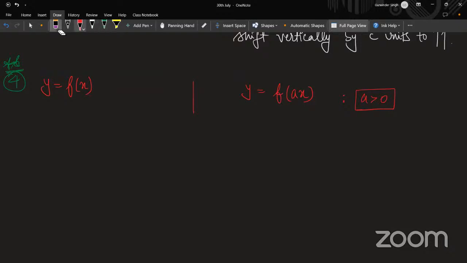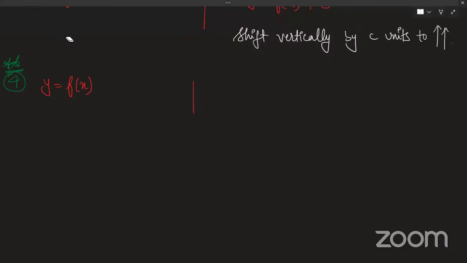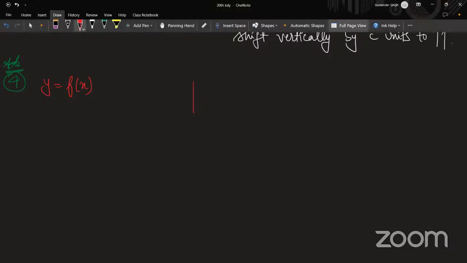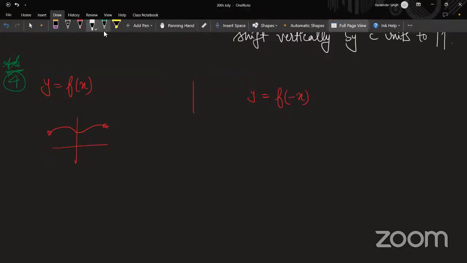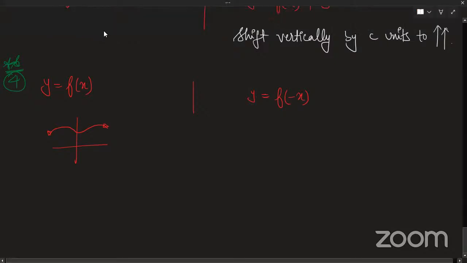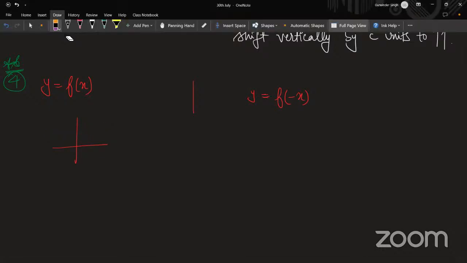Let us first do an easy case. In the easy case, it is f of minus x. Tell me what will happen. I have plotted a function f of x. It will be a mirror image, symmetric about the y-axis. Yes, absolutely. So I have something like this.